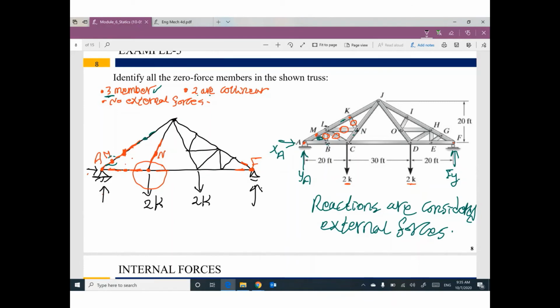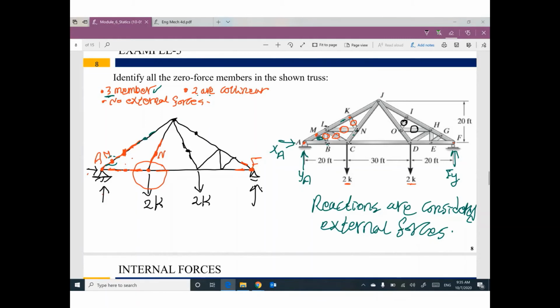The same will be done on the other side. This member is 0 at this joint. So this member is 0. Delete it. At this joint, we have 3 members. 2 of them are collinear. No external forces. This member will be 0. I can delete it.